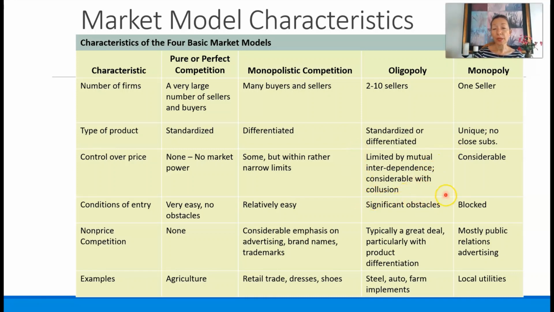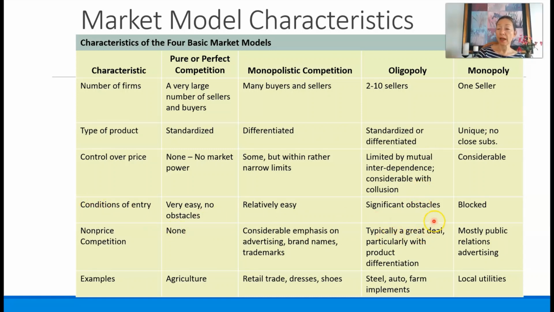Another example of this was when Target and Walmart would price match each other. So whatever I do as a company is going to be copied by the other company. So in that sense, they are mutually interdependent. Okay.